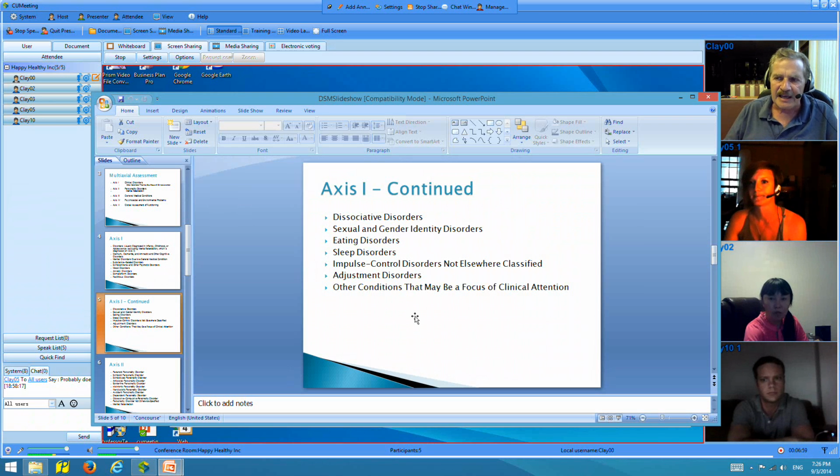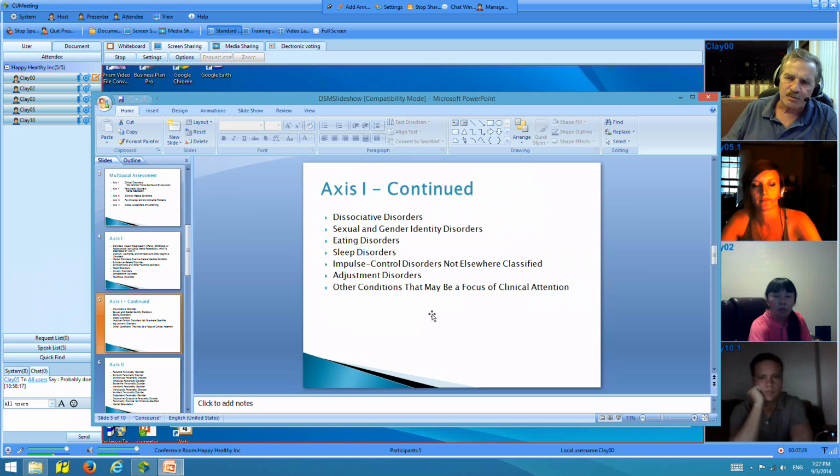Somebody has his leg amputated, he's going to have some pretty serious adjustment disorders and probably some other things going on like depression and, you know, whatnot. And then other conditions that could be a focus of clinical attention. There's something that doesn't fit in here, which isn't too many things because they have it pretty well covered. But anything that somebody would walk in with that doesn't fit, you could still put it in Axis 1 and just specify what it is.